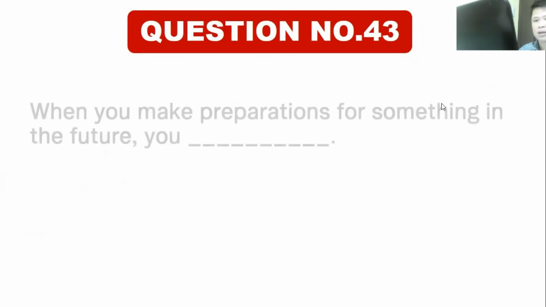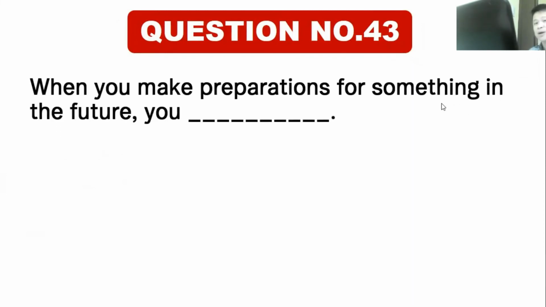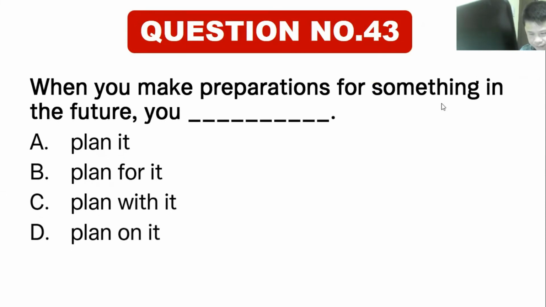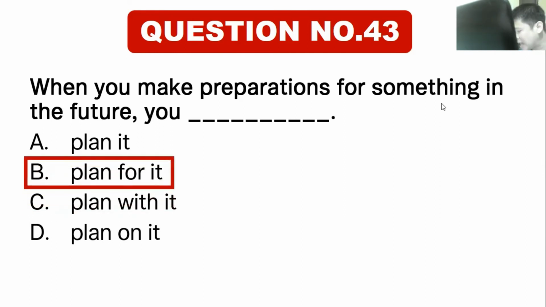Number 43. When you make preparations for something in the future, you A, plan it, B, plan for it, C, plan with it, D, plan on it. Again, when you make preparations for something in the future, you A, plan it, B, plan for it, C, plan with it, D, plan on it. The correct answer is letter B, plan for it. When you make preparations for something in the future, you plan for it.